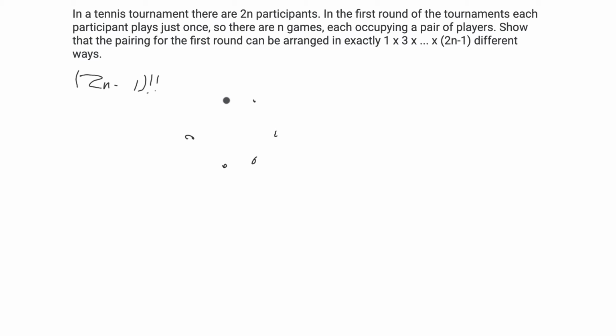Let's choose an arbitrary player at first. They can play exactly one other person, of which there are 2n minus 1. So the first term is 2n minus 1. They have 2n minus 1 options. Next we'll choose the next player. Well, if we look about, we see that we've eliminated one player and their partner. Therefore, whatever player we choose next, arbitrarily, has exactly 2n minus 3 options, since we've eliminated 2 players.